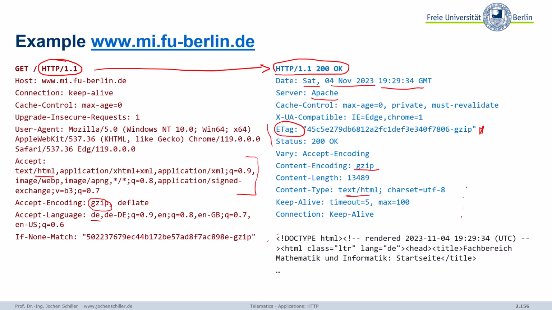We finally see, okay, yeah, here it starts: HTML, title. That's the department for math and computer science. And as you may notice, that's the German page. Okay, so that's the idea. We send the request, we get the response, including the content and a lot more information. We'll not go into all the details of all these lines, but at least into some, like the e-tag.